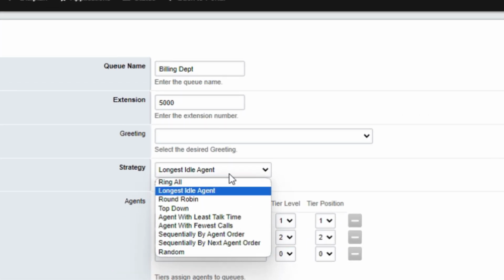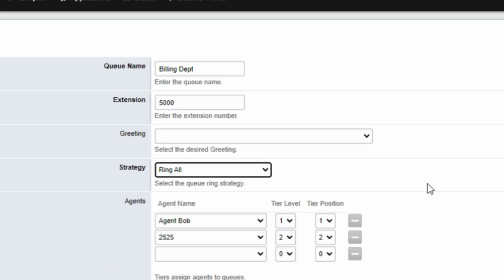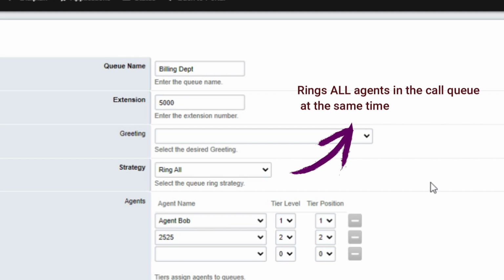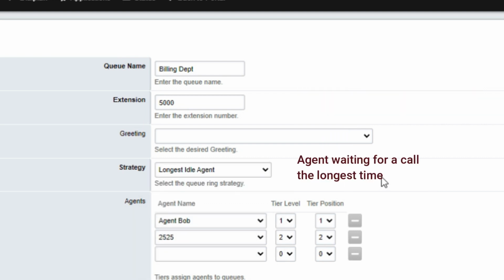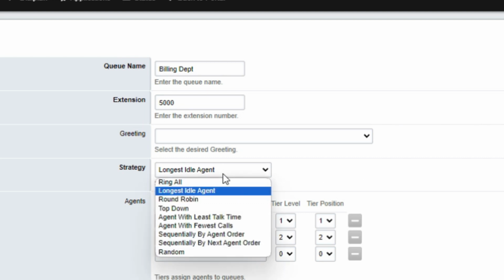Ring all. This strategy rings all agents at once. It's particularly effective when there is a high volume of incoming calls and any available agent can manage the call. Longest idle agent. This strategy prioritizes the agent who has been idle the longest, factoring in their tier level. It guarantees that all agents are engaged and that calls are not concentrated on a select few.